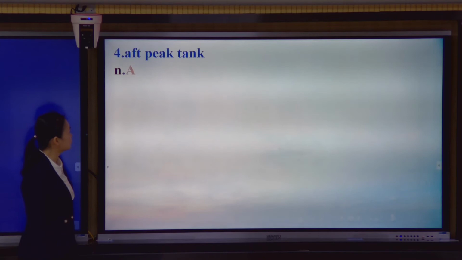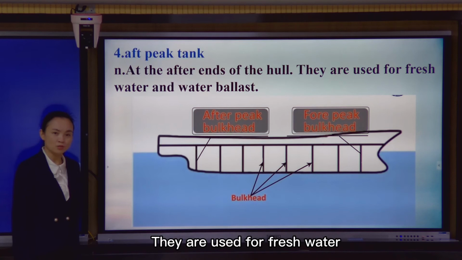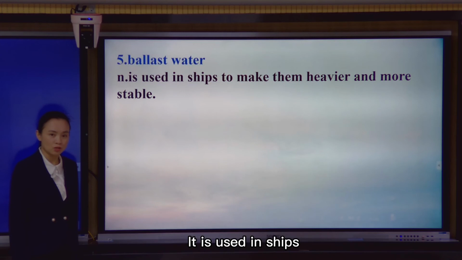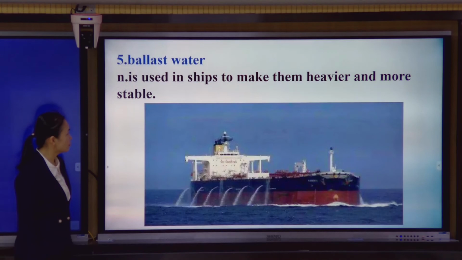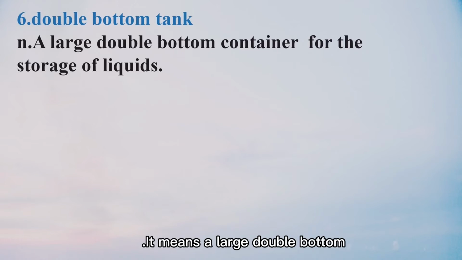The fourth one is the aft peak tank. It is a noun. It means the tank at the after end of the hull. They are used for fresh water and water ballast. The fifth one is ballast water. It is a noun. It's used in ships to make them heavier or more stable. The sixth one is the double bottom tank. It's a noun too. It means a large double bottom tank container for the storage of liquid.